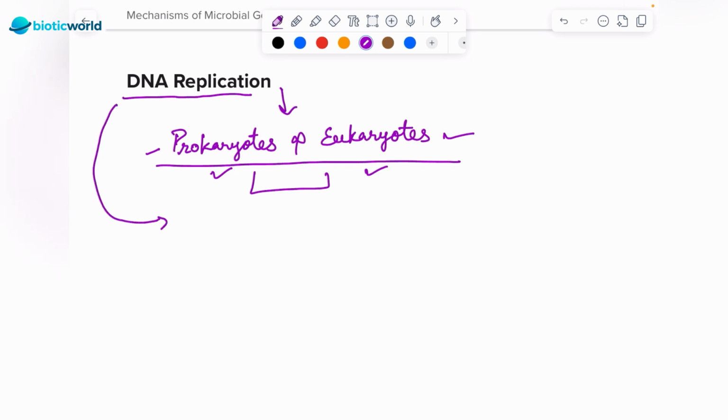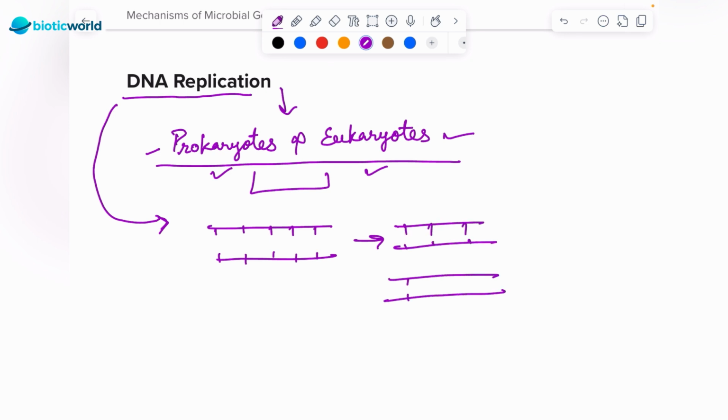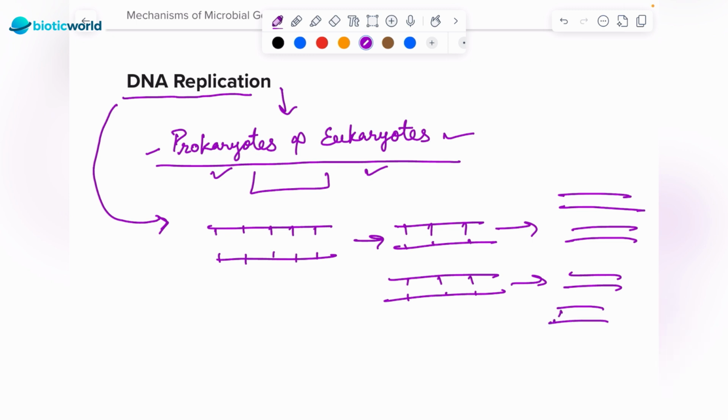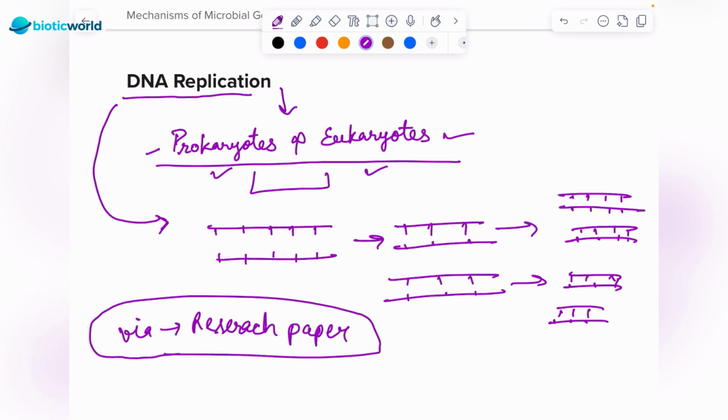DNA replication, we know. Here, we replicate a strand of DNA into multiple copies. From 1 we get 2 strands, and if we further replicate it, then we get 4 strands, right? So what's happening inside this replication we will study in this episode via a research paper. In this research paper, we will study in very much detail. So, let's get started.